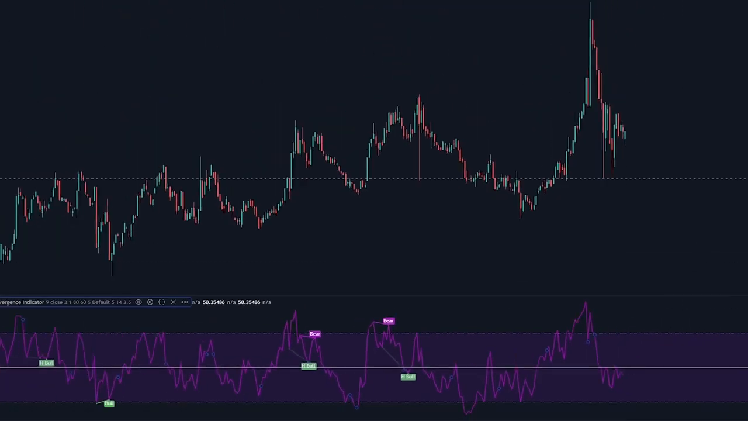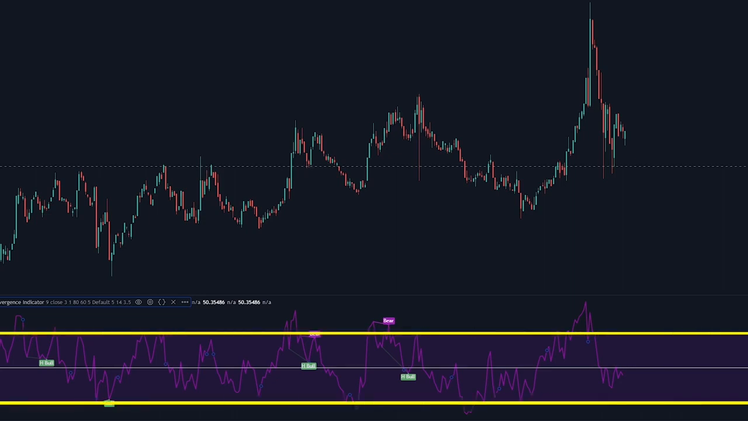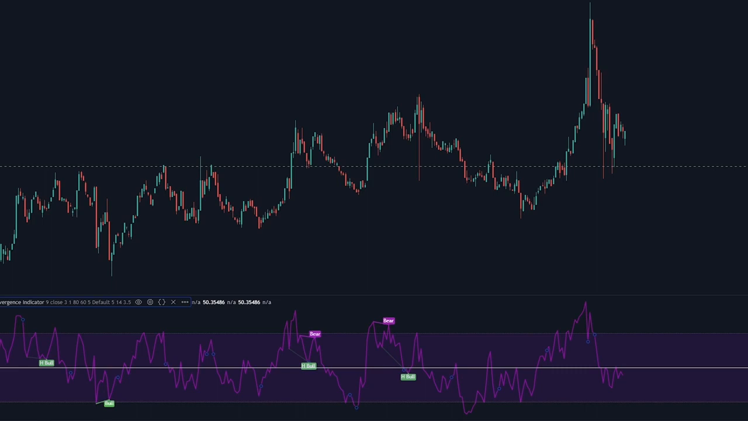Now, usually the RSI indicator is used for seeing if the market is overbought or oversold, but in this strategy, we're going to be using it to find momentum in the market. So rule number 2 is that we will only enter a trade if the RSI line is above the middle white line. If all the other rules are met and the RSI is below the line, we will not enter the trade.